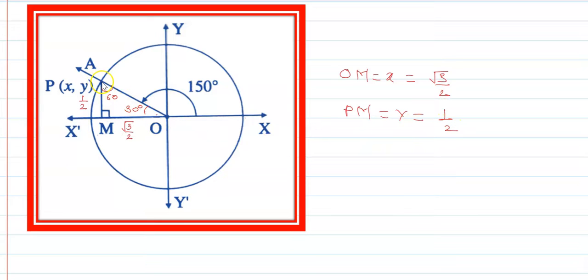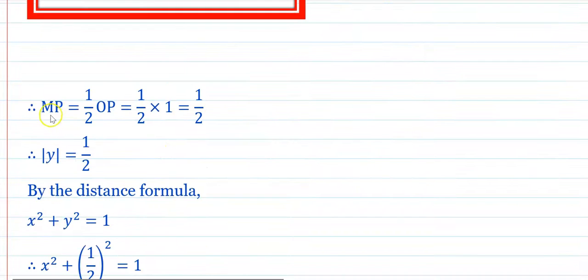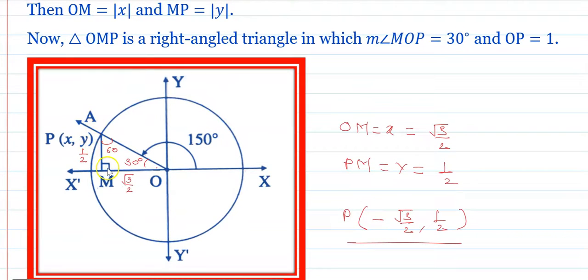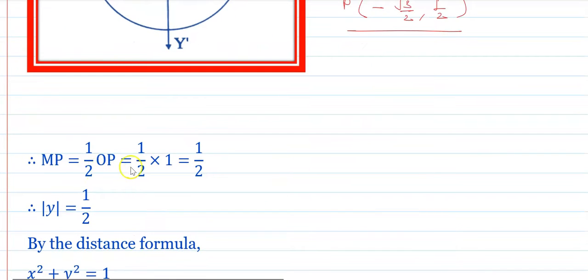But this point lies in the second quadrant. In the second quadrant, x is negative, and therefore the coordinate of the point P is minus root 3 by 2, and y is 1 upon 2. And with the help of these 2 points, we find out all the trigonometric functions of the angle 150. Okay. Now the next, MP is equal to 1 by 2 OP. That is 1 upon 2 into 1. You will get 1 upon 2.